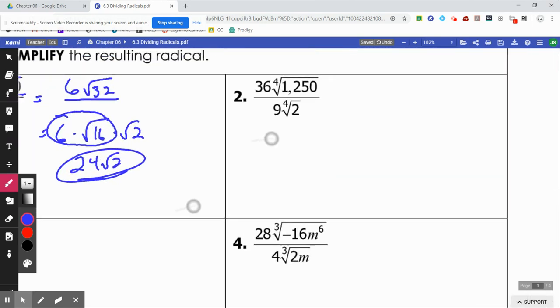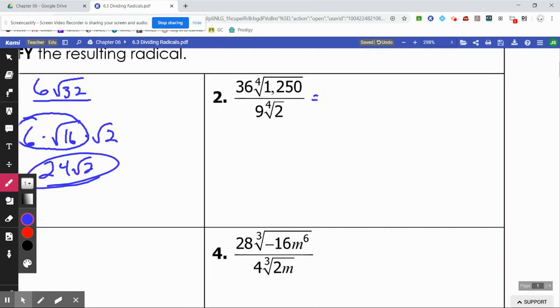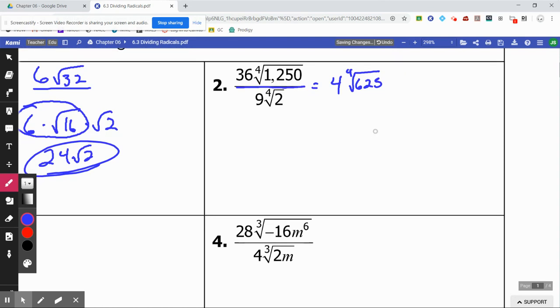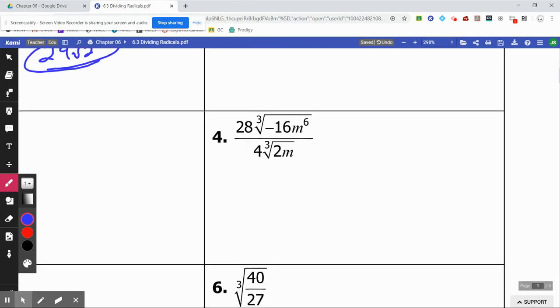Next one, number 2. Divide your coefficients. 36 divided by 9 gives you a 4. And then you are left with the fourth root of 1250 divided by 2, which is 625. And we actually know the fourth root of 625, that is equal to 5. So this would be 4 times 5, which is 20. Number 3.